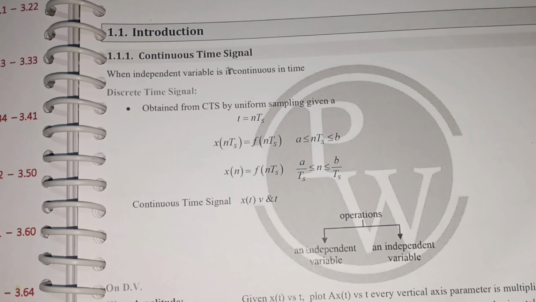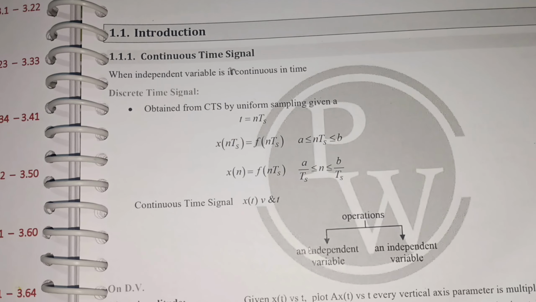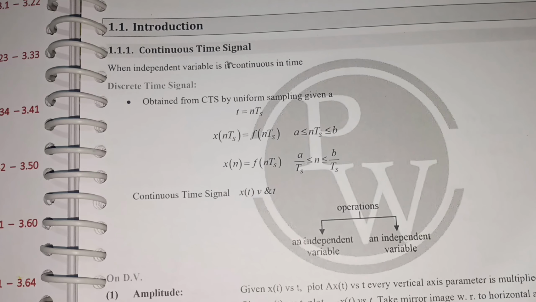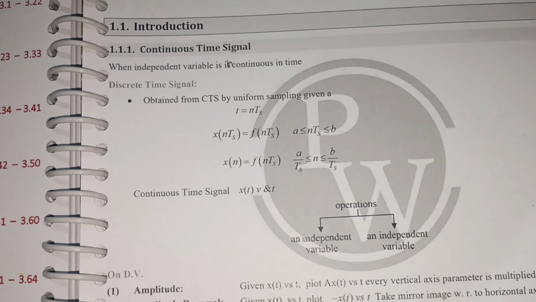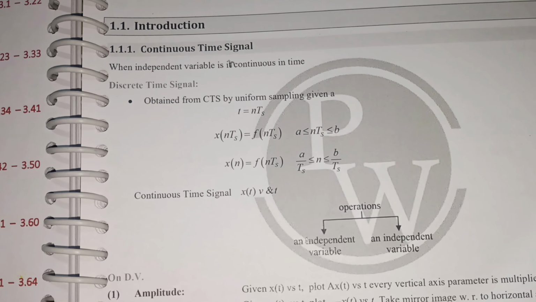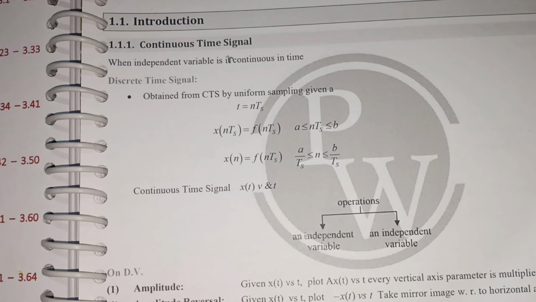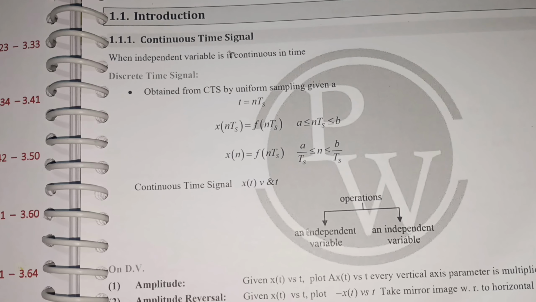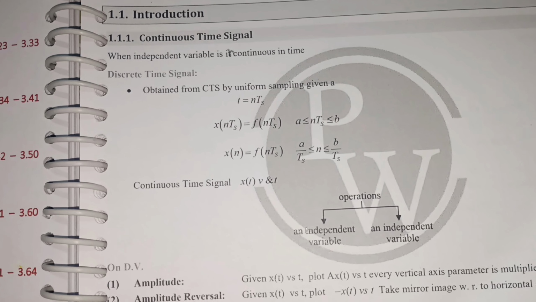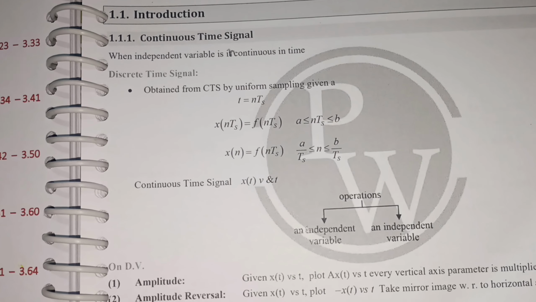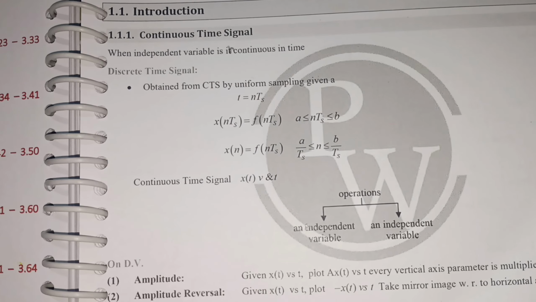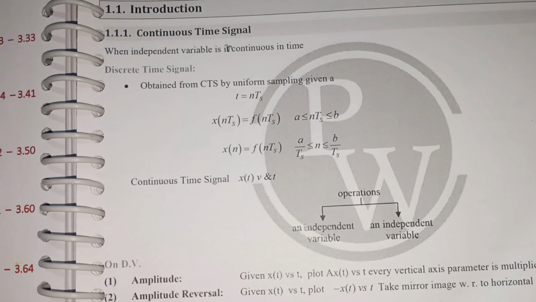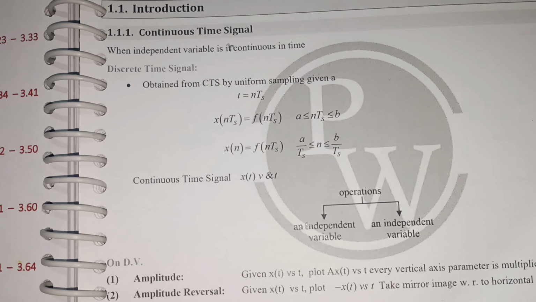t equal to nTs. nTs is what? Ts is the sampling time. n is a number. So time is how many times the Ts is given, as t equal to nTs. So f of nTs equal to x of nTs. So a less than or equal to nTs less than or equal to b. So x of n equal to f of nTs, where a by Ts less than or equal to n less than or equal to b by Ts.